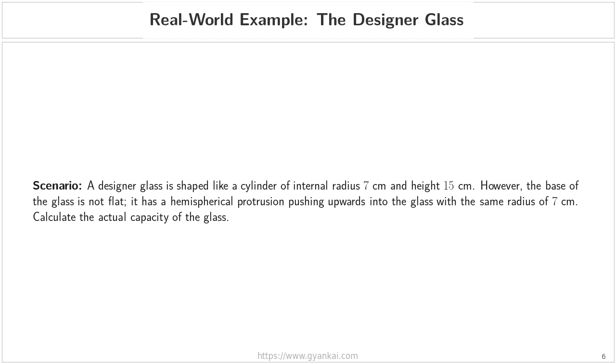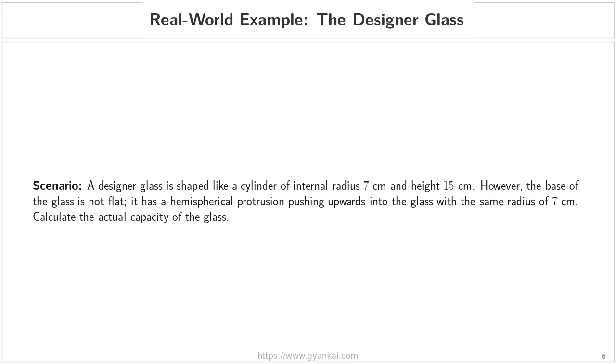Real-world example, the designer glass. Now that we have understood the theory behind apparent and actual capacity, let's put it all together with a practical application. Please look at the scenario presented here on slide 6. Imagine we have a designer glass.